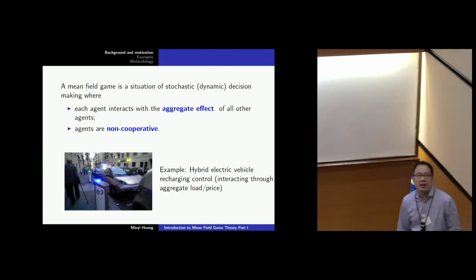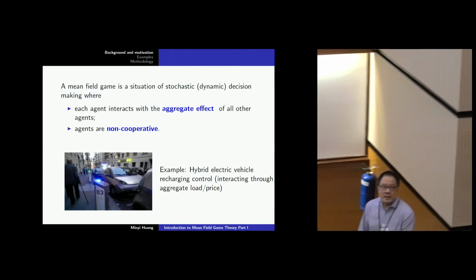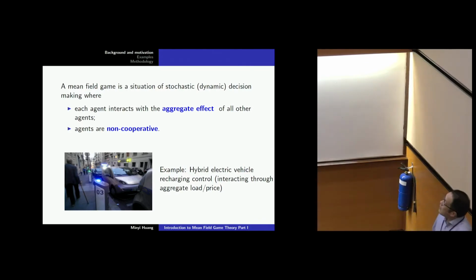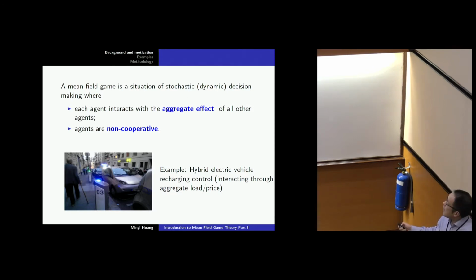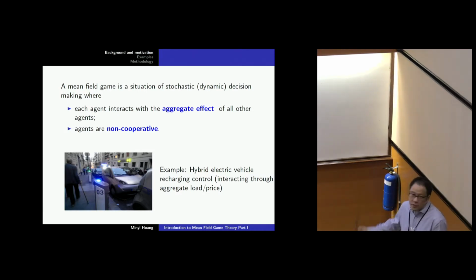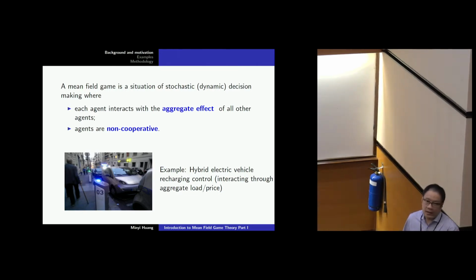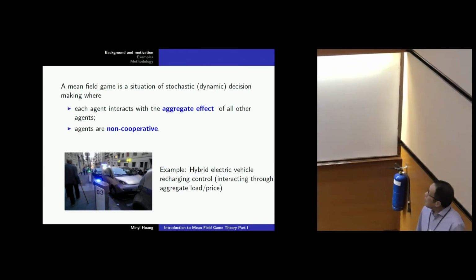So let's check. By our understanding, what are Minyi Huang games? Informally, we can say a Minyi Huang game is a situation of stochastic dynamic decision making where each agent interacts with the aggregate effect of the whole population. Next, they are non-cooperative. This is also a very important restriction. Otherwise, if we consider cooperation, it's possible to develop a different theory. It can be called social optimization, Minyi Huang social optimization.